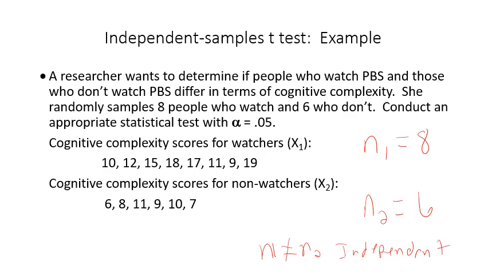So in this case, N1 is 8, N2 is 6. They're not equal. You know right away it's an independent samples test. You are not given population variance. You're not given population standard deviation. So now you know that it is a t-test. So it's going to be an independent samples t-test.